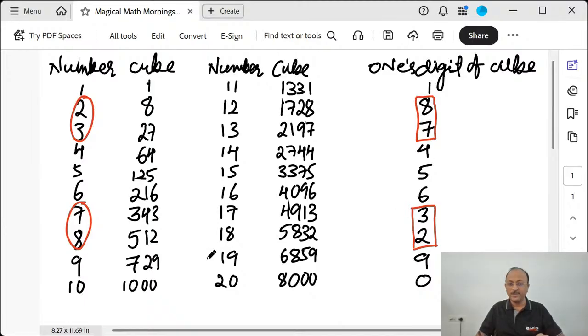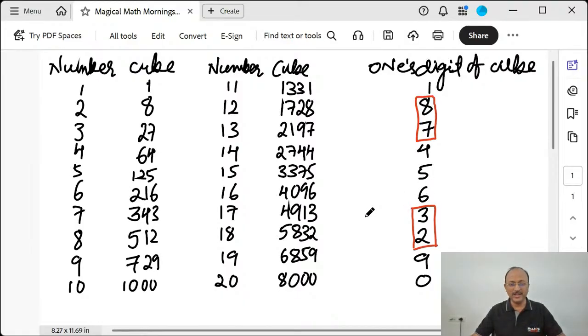9 cube means any number whose units digit is 9, like 9, 19, 29, 39, their cube also ends with 9 only in the units digit. Any number ending with 0, obviously its cube ends with 0. Easy to remember. Now, with this basic knowledge, let's come to our trick.